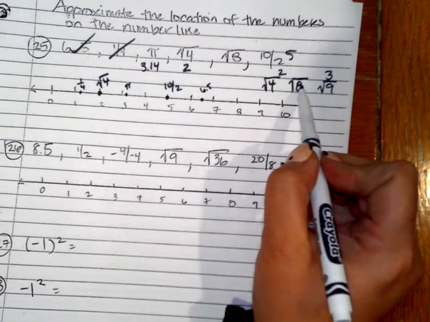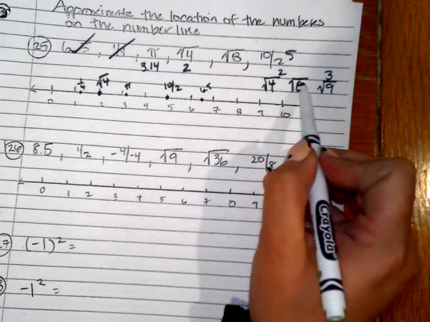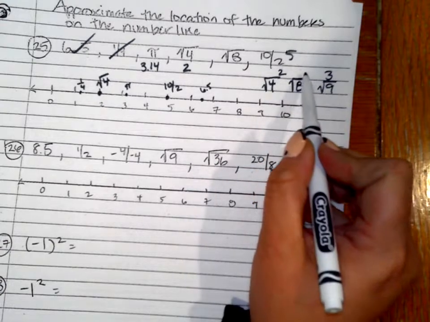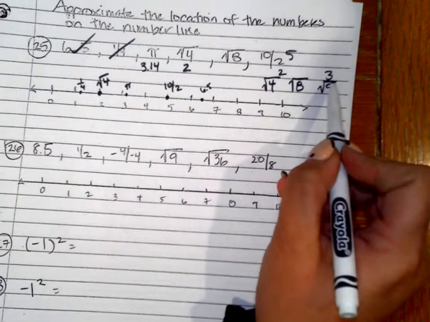Now, I can also tell that it's going to be way closer to 3 than it is to 2. It's actually going to be more than half. So I know it's more than even 2.5. It's probably more than even 2.75.